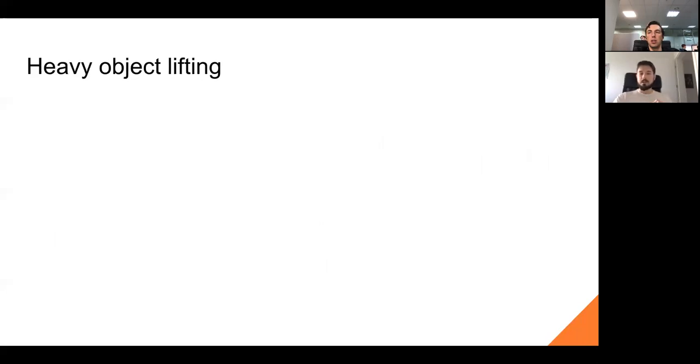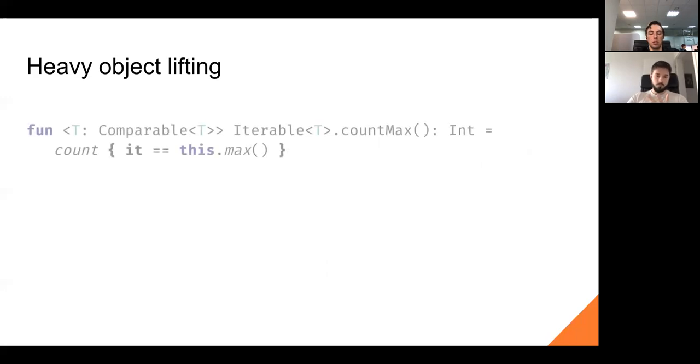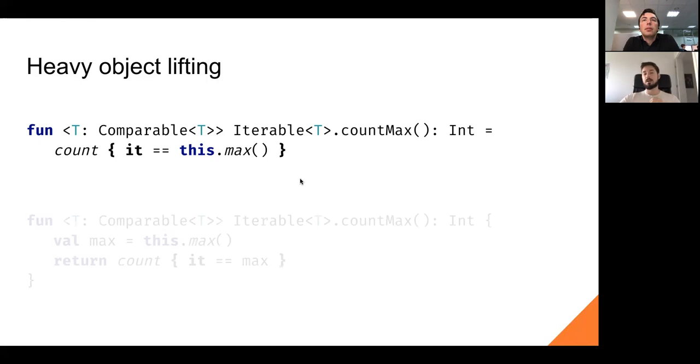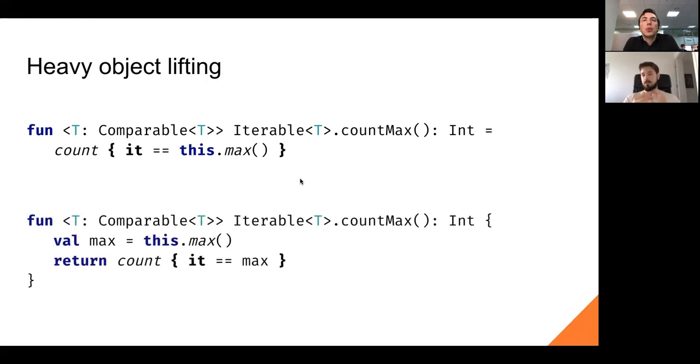Another important technique is heavy object lifting. In some cases it's pretty clear. When you look at this max count, you might probably notice that it is doing way too much work than it should, because it iterates over each element, and yet inside each element it iterates over the whole collection. So the calculation of this max should be lifted one level up. But this is rather clear.